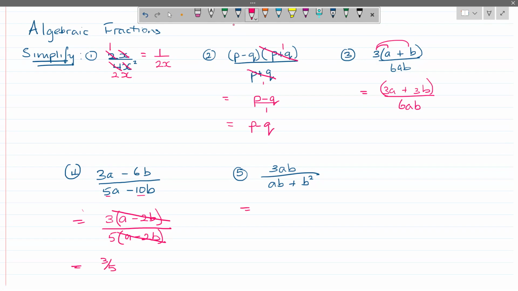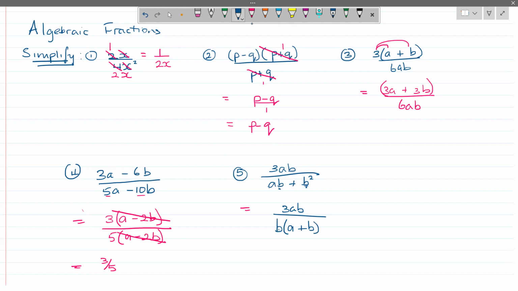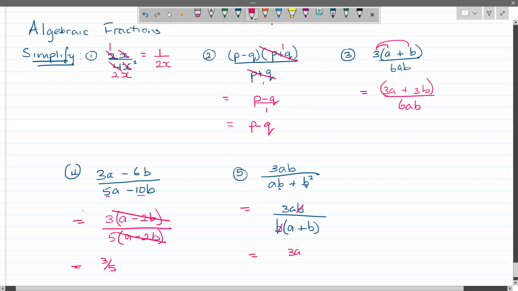Here's another example. Here we have 3ab on top, and underneath here, I could pull out b as the common factor between these two. A b here, a b there. So I'll remain with a plus b. Because I'm multiplying b by this bracket here, and b is multiplied by 3a here, I could actually cancel the b's. Unlike here, where we had b being part of an entire expression on top. So my answer here will be 3a over a plus b. Is everybody okay with that?